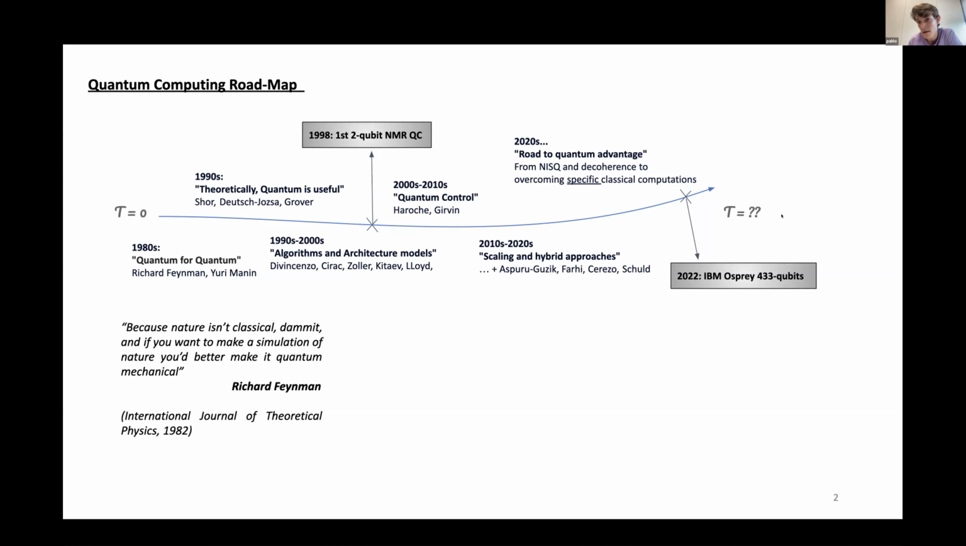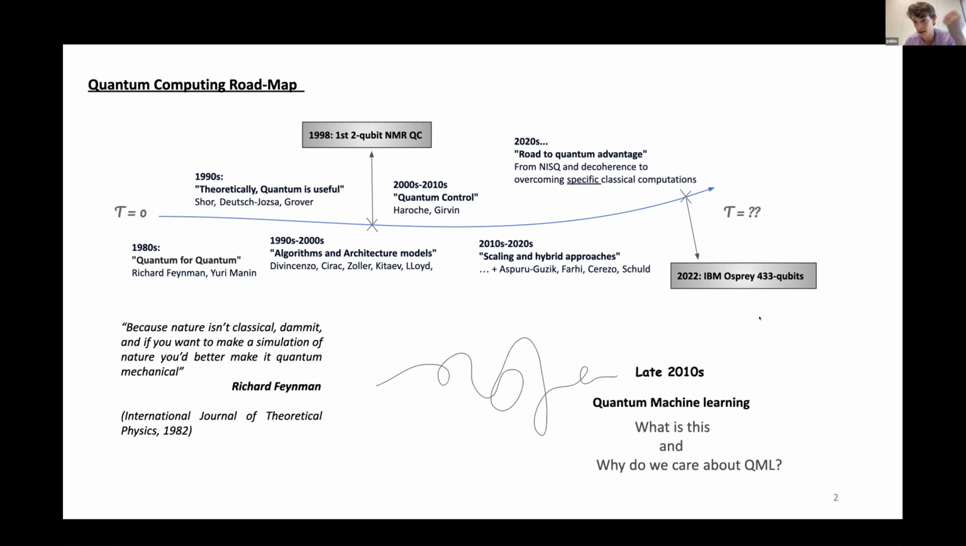And I would say that since three or four years ago, we have entered this race for quantum advantage, proving that quantum can in fact overcome classical means to solve certain specific problems. And in this highly non-linear path that quantum computing has been following, since probably ten years ago or so, a field has arisen, and this is quantum machine learning, which can be included in the whole area of quantum computing.